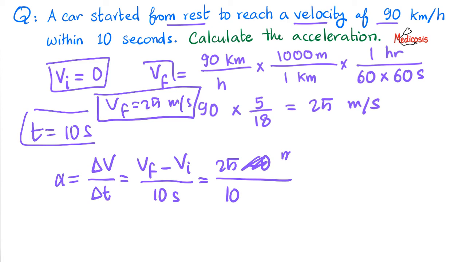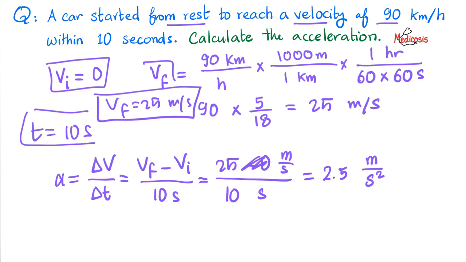25 what? 25 meters per second. And 10 what? 10 seconds. So the answer has to be in meters per second squared. What is 25 divided by 10? That's 2.5 meters per second squared, and this is the acceleration.